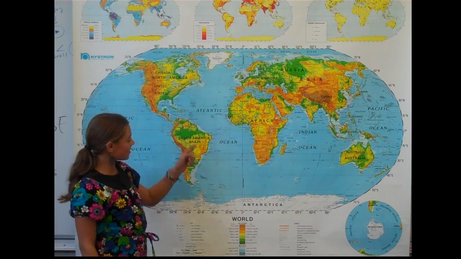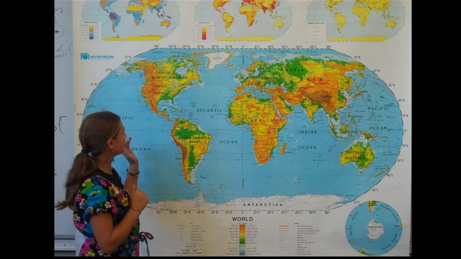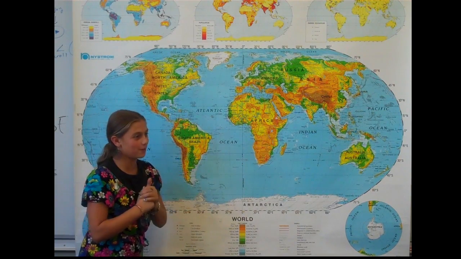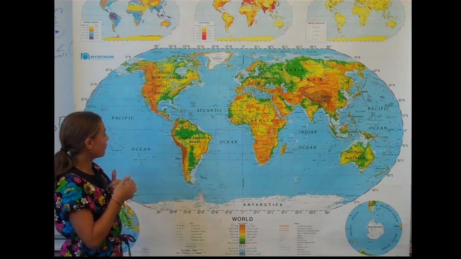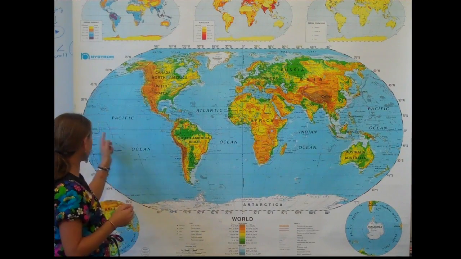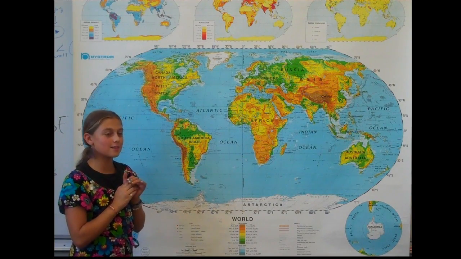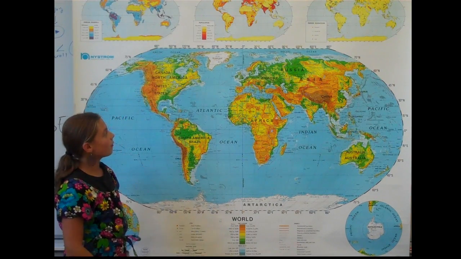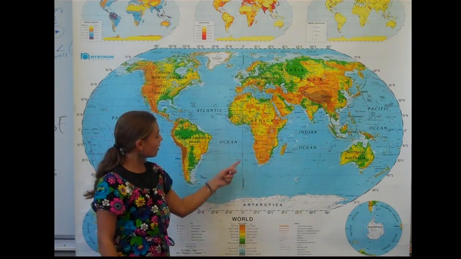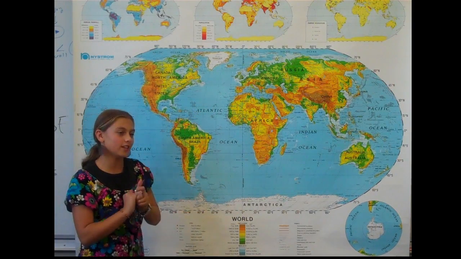Run from the north to the south and separate the western and eastern hemisphere. The main line of latitude is the equator. It runs at 0 degrees. The prime meridian is the main line of longitude. It runs right through Greenwich. The other side of the prime meridian is called the international dateline.